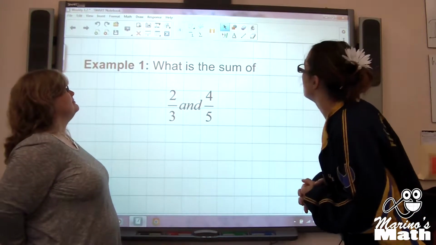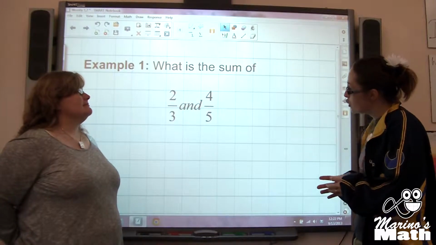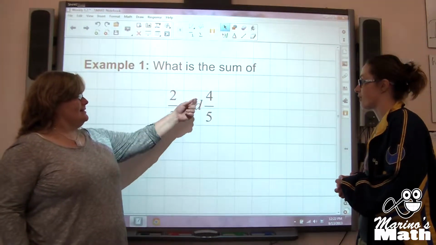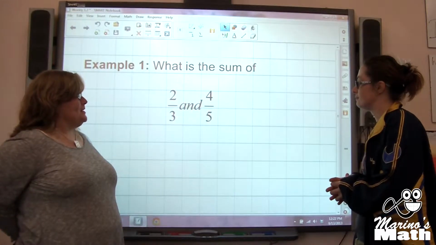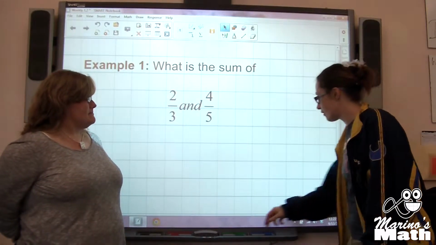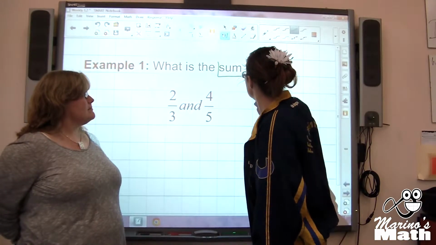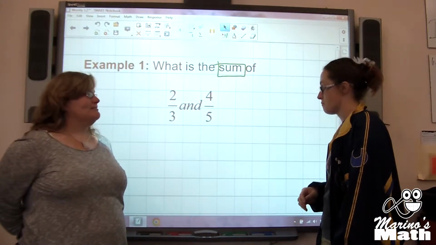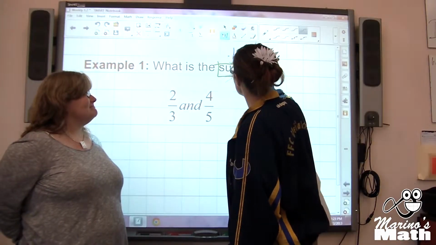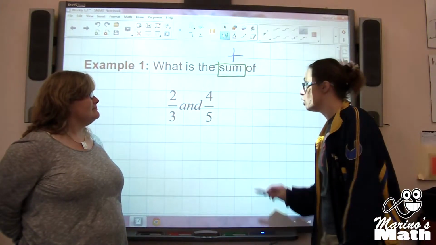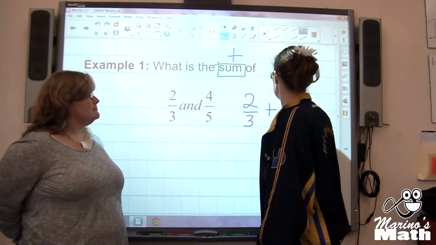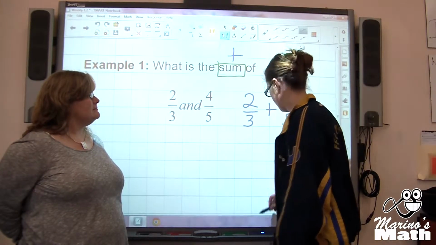Here's our first example. What is the sum of 2/3 and 4/5? Wait, that doesn't look like an operation I know. What are you supposed to do to them? I think the key word here is "sum." Oh, yes. That means addition. So I'm gonna put a little plus sign there so we can remember. So really what we're doing then is 2/3 plus 4/5.